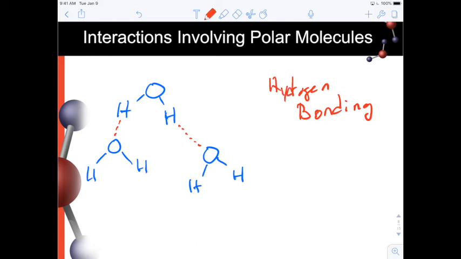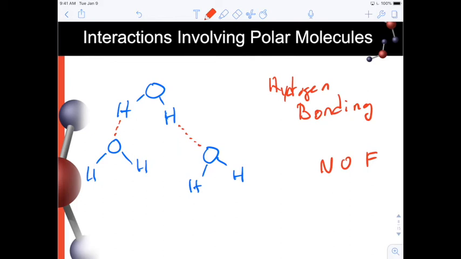Hydrogen bonding. And I want you to read about hydrogen bonding. Hydrogen bonding occurs only under certain cases of dipole-dipole forces. The hydrogen has to be attached to a nitrogen, oxygen, or fluorine. Any one of those, and you can have hydrogen bonding.